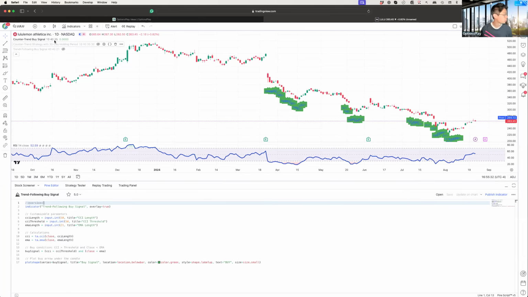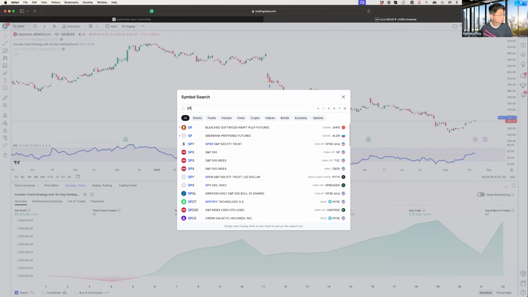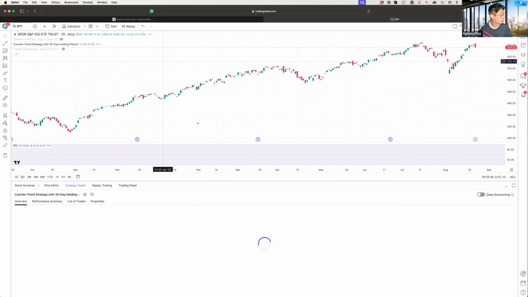So let's take a look at what that looks like. I already have that queued up here. Let's go back to SPY. SPY is always a good starting point for these types of strategies.